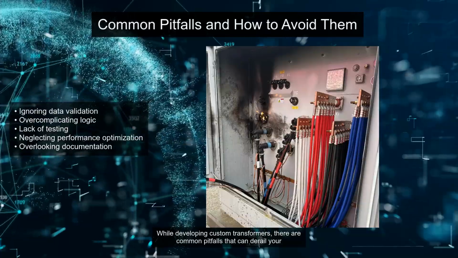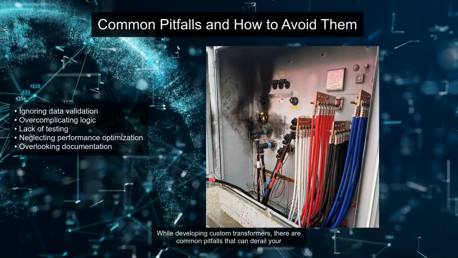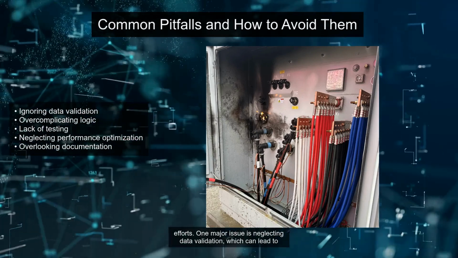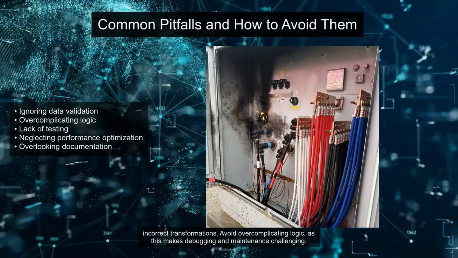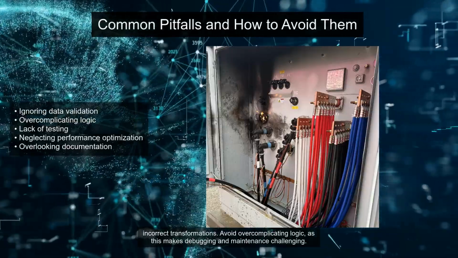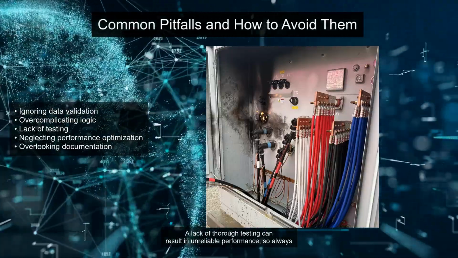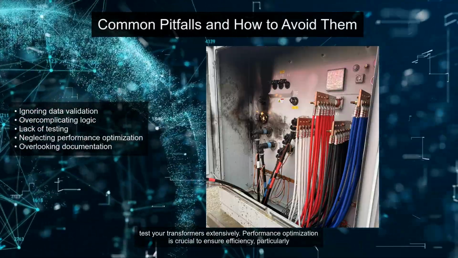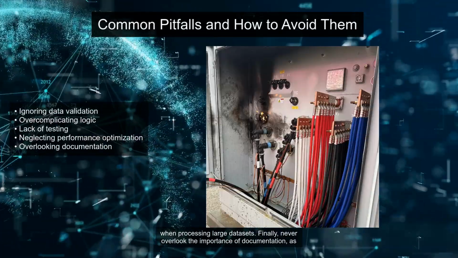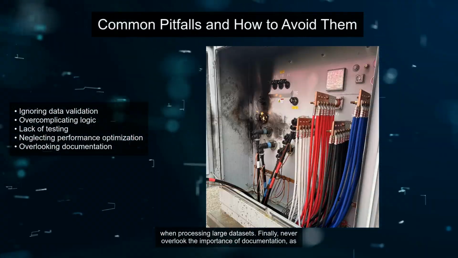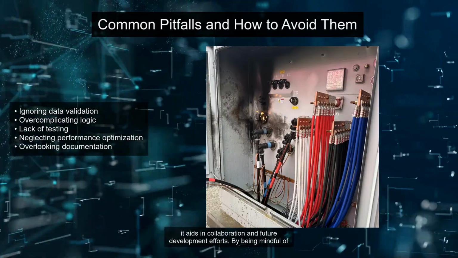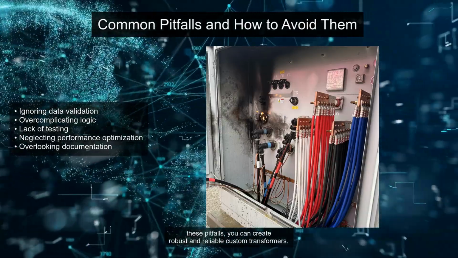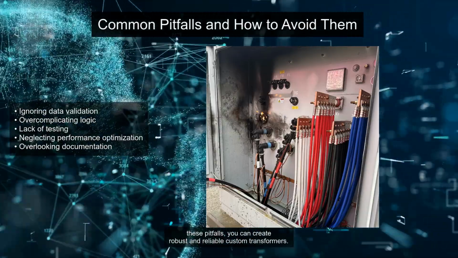While developing custom transformers, there are common pitfalls that can derail your efforts. One major issue is neglecting data validation, which can lead to incorrect transformations. Avoid overcomplicating logic, as this makes debugging and maintenance challenging. A lack of thorough testing can result in unreliable performance, so always test your transformers extensively. Performance optimization is crucial to ensure efficiency, particularly when processing large datasets. Finally, never overlook the importance of documentation, as it aids in collaboration and future development efforts. By being mindful of these pitfalls, you can create robust and reliable custom transformers.